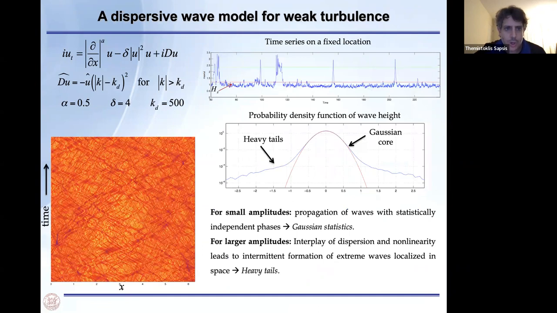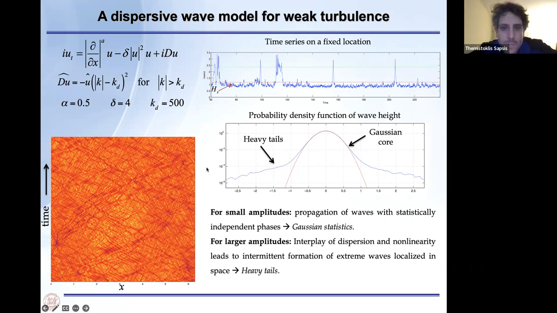Finally, I want to talk about a dispersive wave model for weak turbulence. This is another example, more complicated than the one I presented before. Again, you have this dispersive wave model. It's a variation of the nonlinear Schrödinger equation. You have a dispersion relation of deep water waves and the standard cubic nonlinearity plus selective dissipation. So it kills the high frequencies.